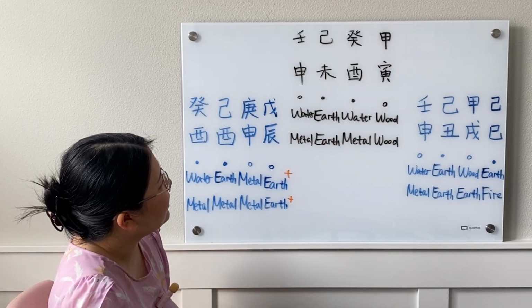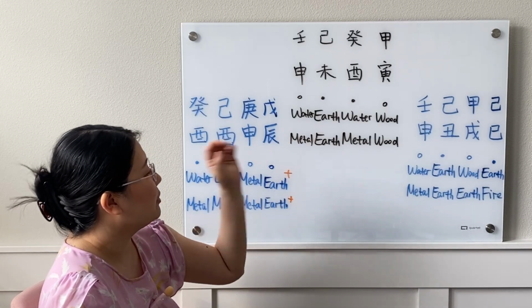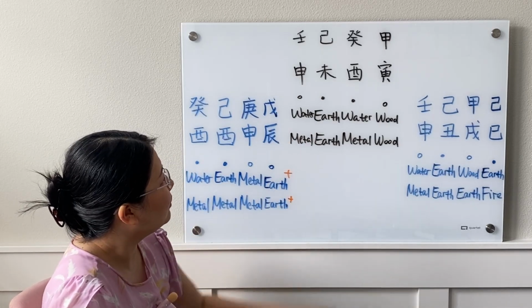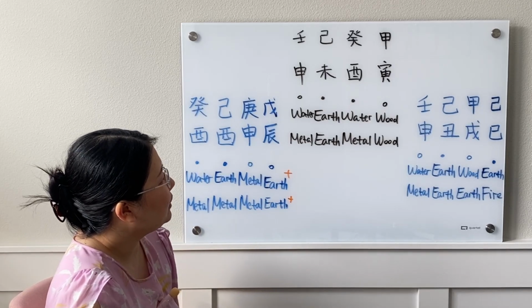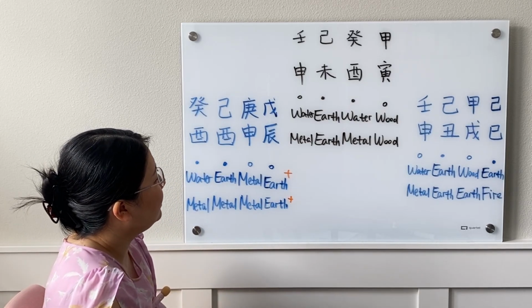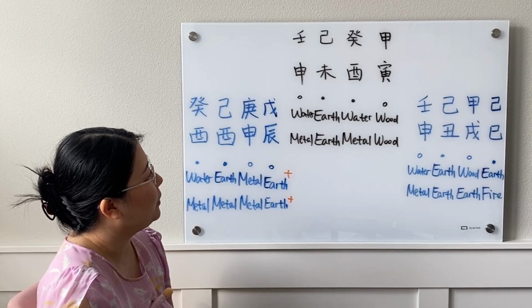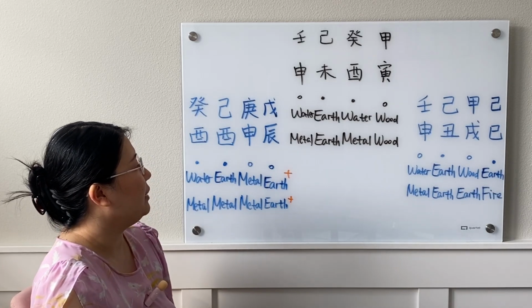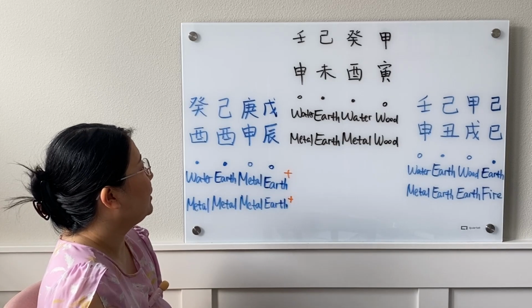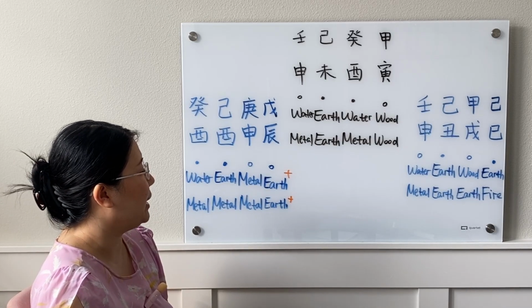So the second example is Yin Earth born in the month of September, which is a Yin Metal earthly branch. The yearly pillar is Yang Wood and Yang Wood. The monthly pillar is Yin Water and Yin Metal. The daily pillar is Yin Earth and Yin Earth. And the hourly pillar is Yang Water and Yang Metal.